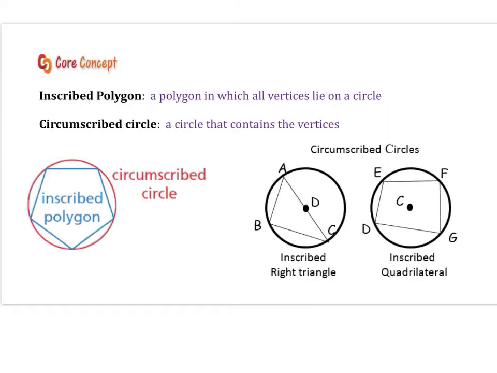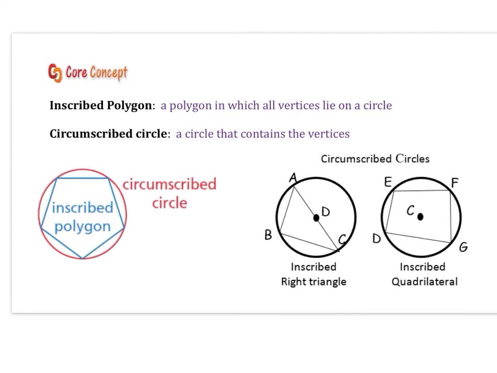All right, let's now move on to our inscribed polygons, which are polygons in which all vertices lie on a circle. So just like our inscribed angle, the vertex was on the circle, that's true for our polygons that are inscribed as well. All vertices, however many there are, are on the circle. So we can see here is a great example of an inscribed polygon. It's a pentagon, and so all vertices are on the circle. Here we have an inscribed right triangle and an inscribed quadrilateral.